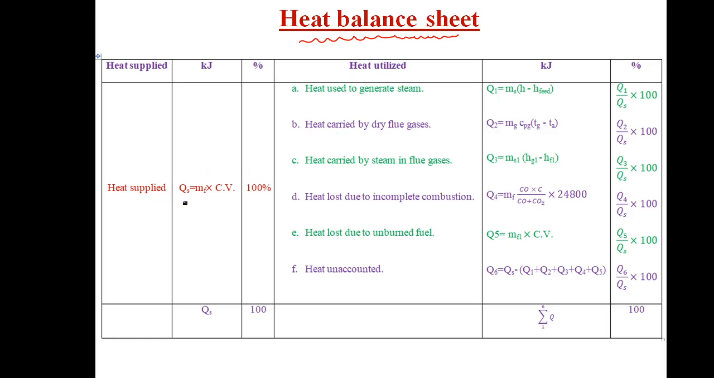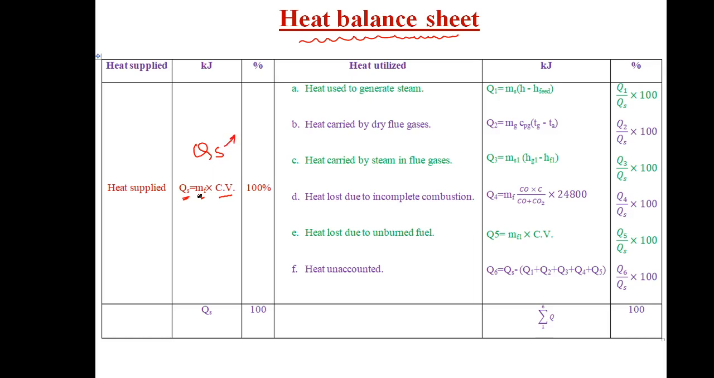So heat supplied, we say as QS. QS is the amount of heat supplied, and that is calculated by the product of MF into CV, mass of fuel into calorific value. If we are going to burn 10 kg of fuel per unit time, then 10 kg into the calorific value of that fuel gives us the total amount of heat energy liberated. So this much amount of heat energy has to be liberated.